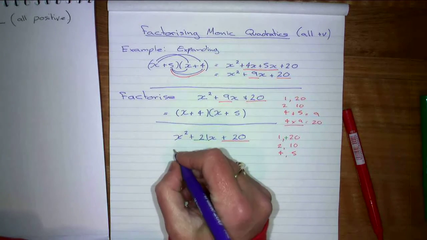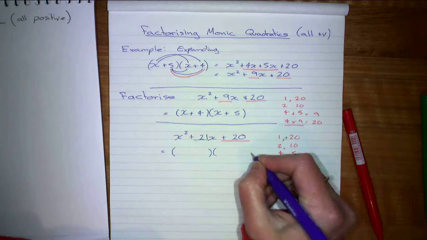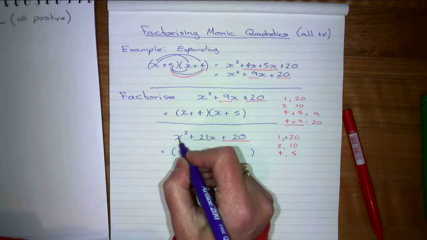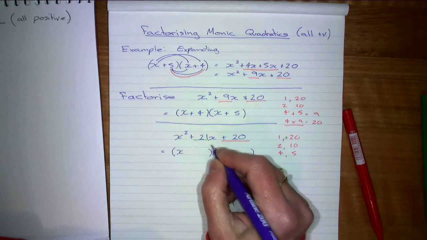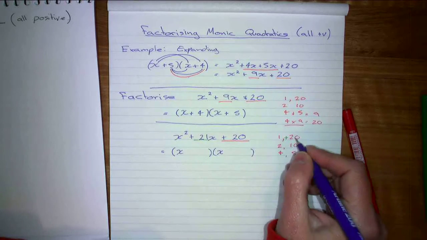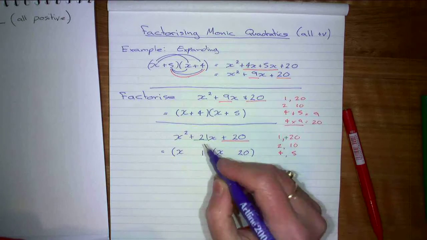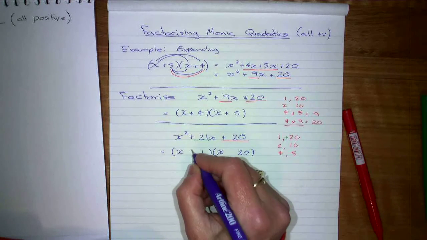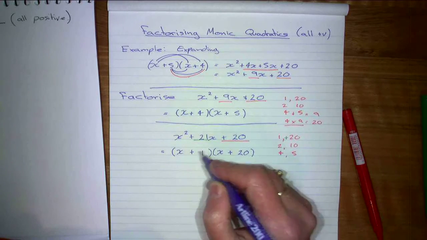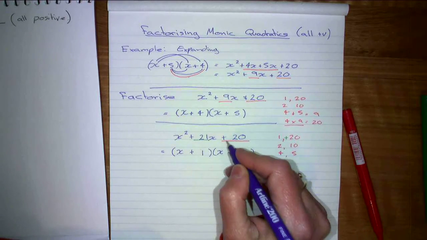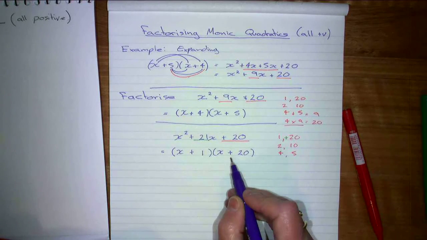So we do the same process. Equals, set up my brackets. Our pronumeral is x, so x squared, we need to have an x in each bracket. We know that the numbers that we want are 1 and 20. And because both of these signs are positive, we put a plus in both of these. And that's it. x squared plus 21x plus 20, we factorise that. It's x plus 1 times x plus 20.